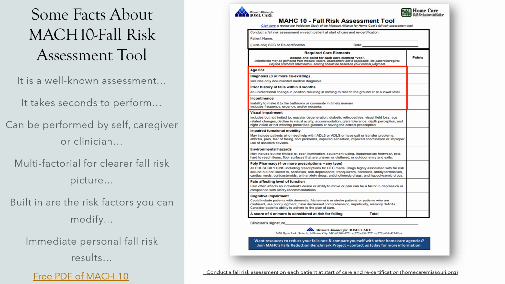And here are some facts about the MACH 10. As I said before, it's well known. People know what the MACH 10 means, and they know what the scores mean. It takes just seconds to perform. It's just a check mark next to those 10 items on the right. Am I over the age of 65? Do I have 3 or more diagnoses? Do I have a prior history of falls within the last 3 months? Am I incontinent? Do I have visual impairment? Do I have any kind of impaired functional mobility? Do I have environmental hazards? Do I take 4 or more prescriptions of any type? Do I have pain that limits my function?